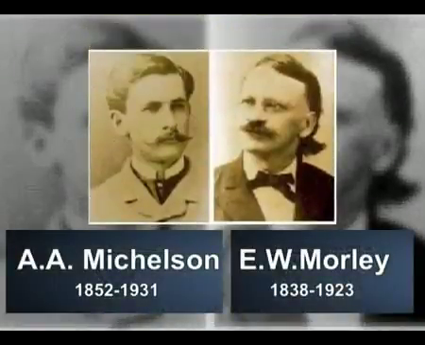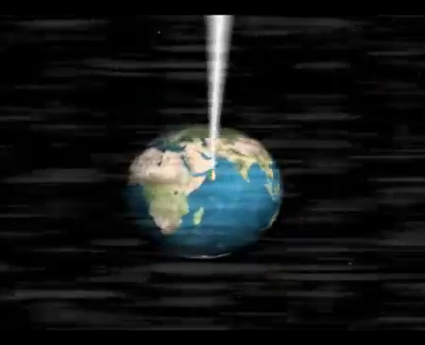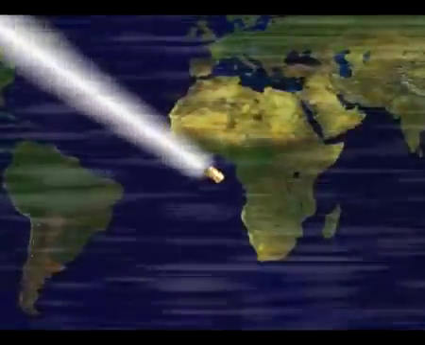Michelson and Morley had proved by their experiments that the speed of light traveling in opposite directions was identical. This meant that there was no such thing as the ether, that the speed of light was not relative to any medium but absolute, and was the same in all directions.